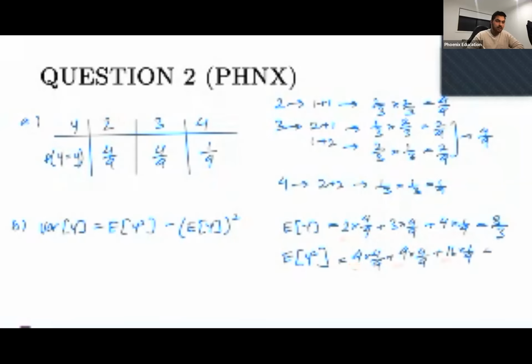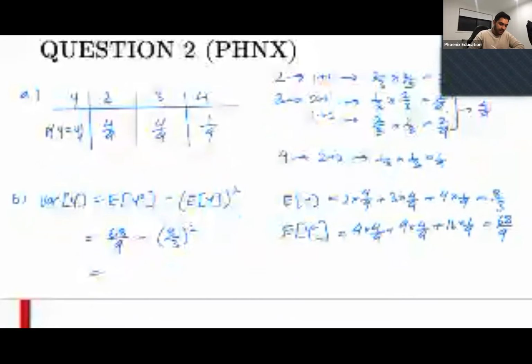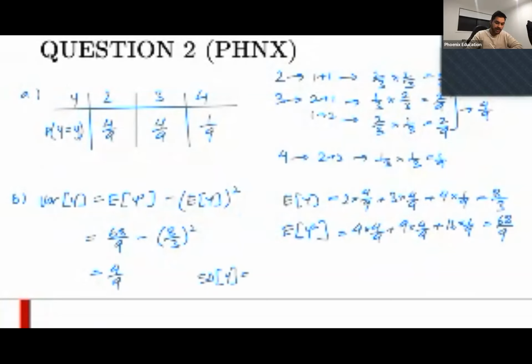If I add all of these together, this comes out as 68 on 9. Now let's bring this back to my formula. I have the expected value of y squared, which is 68 on 9, minus the expected value of y, squared. So I have 8 on 3 squared. This is 68 on 9 minus 64 on 9, and this should come out as 4 on 9 as my variance. As a side note, they didn't ask for the standard deviation, but if they did, we would just take the square root, which would be 2 on 3.